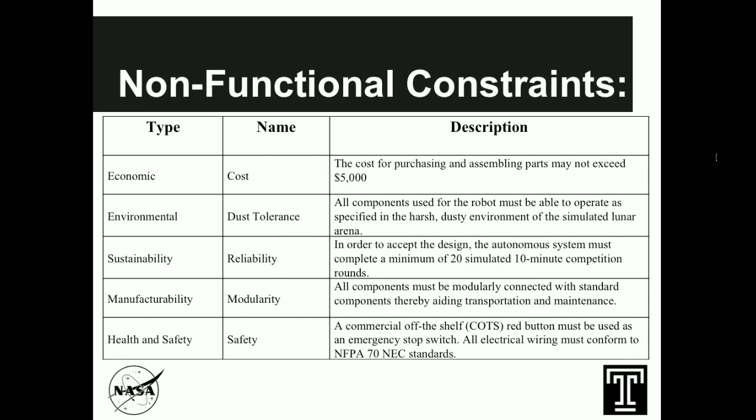For non-functional constraints, the maximum price tag on this project is $5,000. Much of that $5,000 is being factored in from essentially components that have been recycled from past projects. So we are not going to be spending $5,000 this year. The amount we are spending is much less.